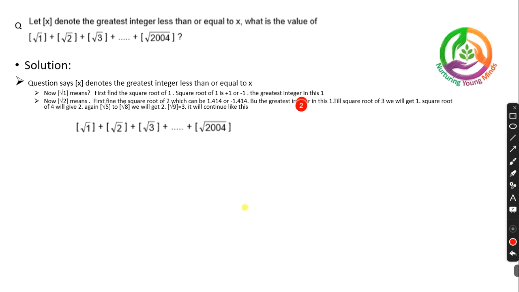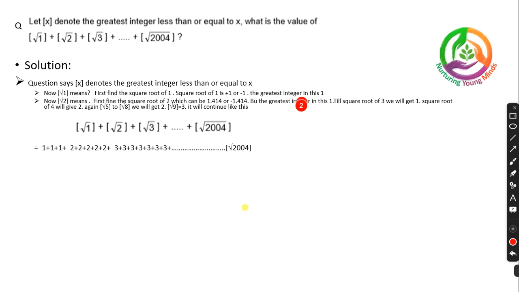So now let's look at the series and try to identify the value for each item in the series. If you take the square root of 1, square root of 2, square root of 3, all will become 1, 1, 1, correct? Then the square root of 4 will be 2, square root of 5 will be 2, square root of 6 will be 2, square root of 7 will be 2, square root of 8 will be 2, square root of 9 will be 3. Till 15 again it will be 3. From 16 it will be 4, correct? So like this the series will continue.